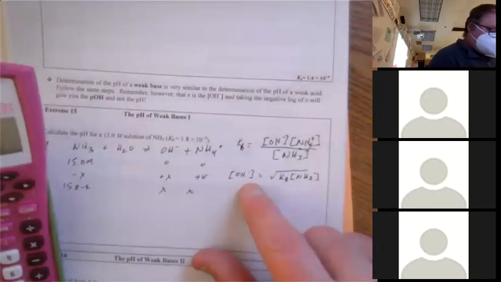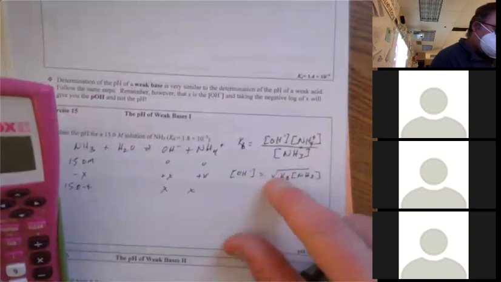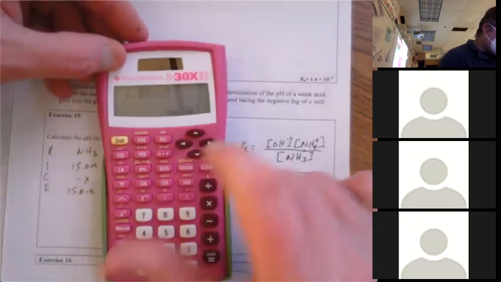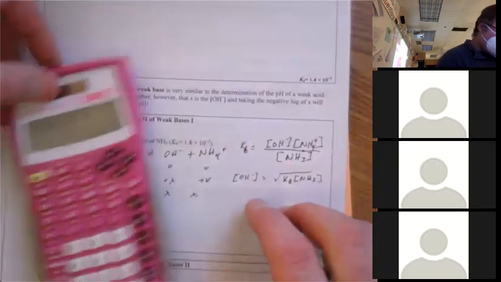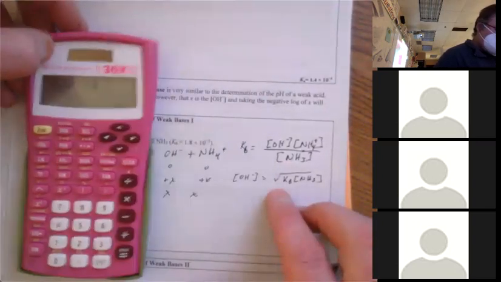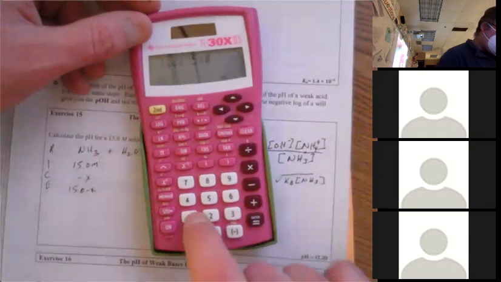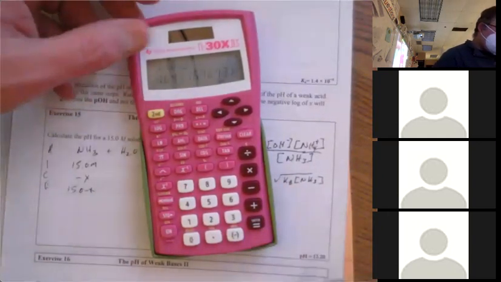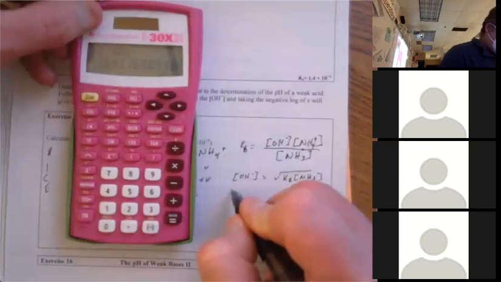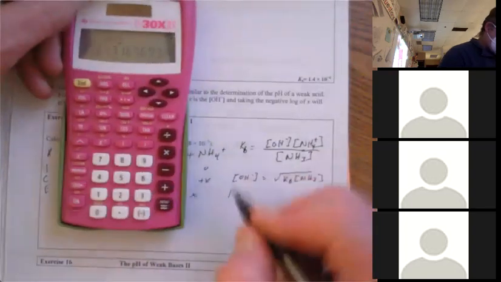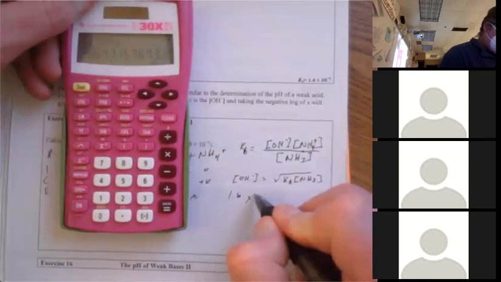So if we have the hydroxide ion concentration, it's the square root of the Kb times the NH3 concentration. Concentration is like 1.8 times 10 to the negative 6, times the 15, and then we will square root. So we get the hydroxide ion concentration to be 1.6 times 10 to the negative second.